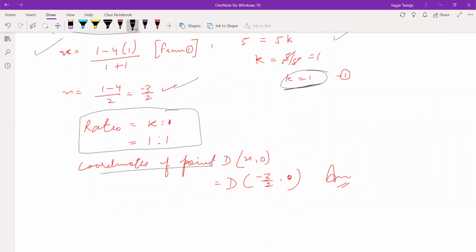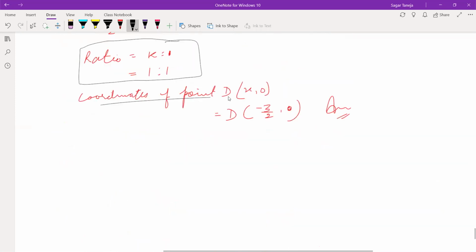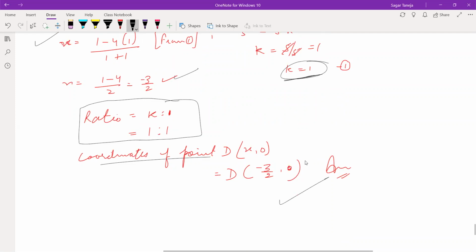And the coordinates of point D are also asked in the question. See this, find the coordinates of the point of division. The point of division is this point D, so find the coordinates of this. So the coordinates of point D will be x comma 0, and the value of x is minus 3/2, so it is (minus 3/2, 0).